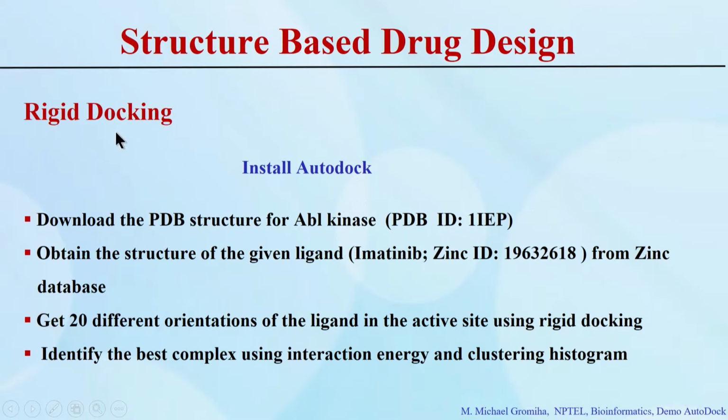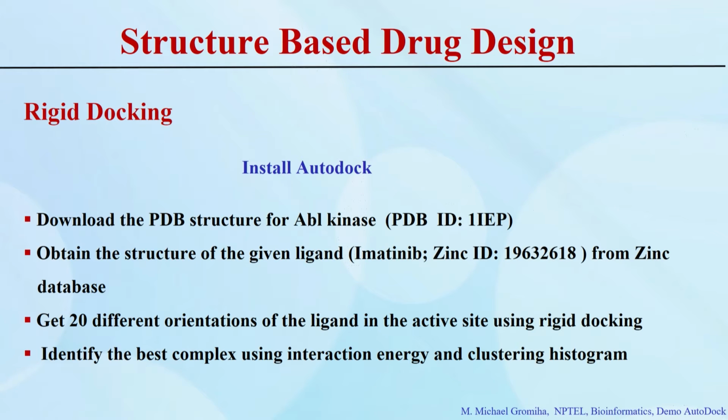In the rigid docking, first you install Autodock. You can go to the Autodock website and follow the procedures to install Autodock, and here we require a protein as well as a ligand. In the example we use the protein ABL kinase and the ligand imatinib. We will get the PDB structure of this ABL kinase from the protein data bank. Here the ID is 1IEP, and the ligand information from any of the small molecule databases like Zinc database or the PubChem and so on.